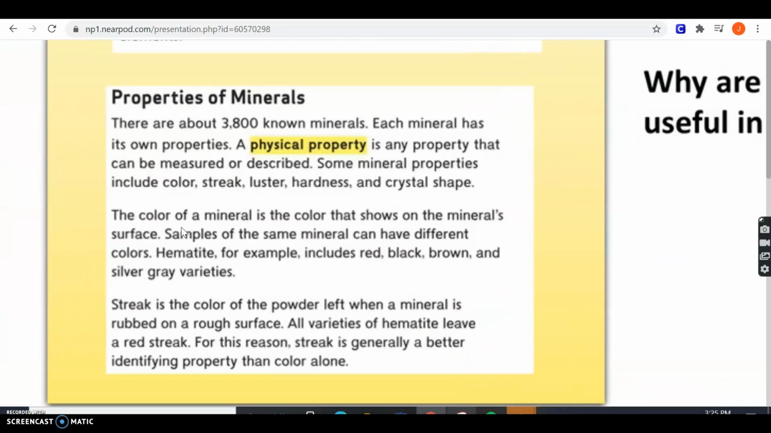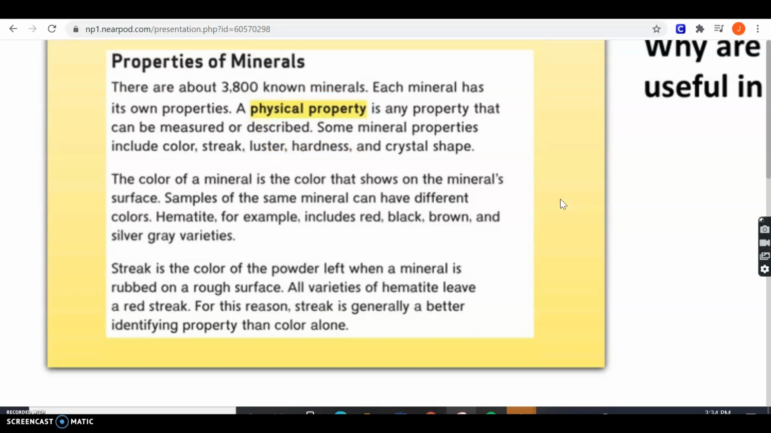Next, we have properties of minerals. There are about 3,800 known minerals. Each mineral has its own properties. A physical property is any property that can be measured or described. Some mineral properties include color, streak, luster, hardness, and crystal shape. The color of a mineral is the color that shows on the mineral surface. Samples of the same mineral can have different colors. Hematite, for example, includes red, black, brown, and silver-gray varieties.